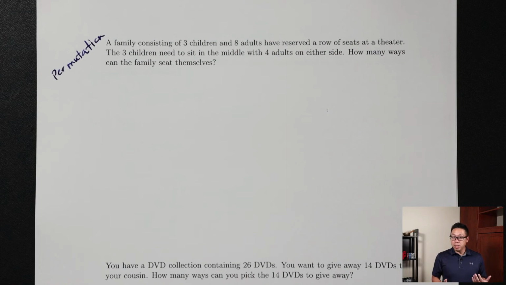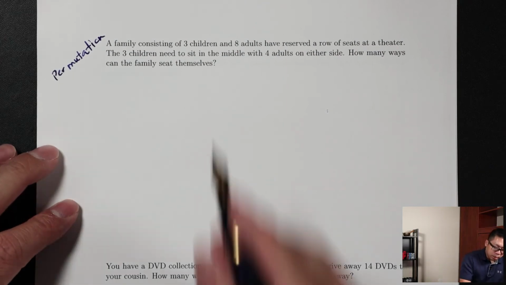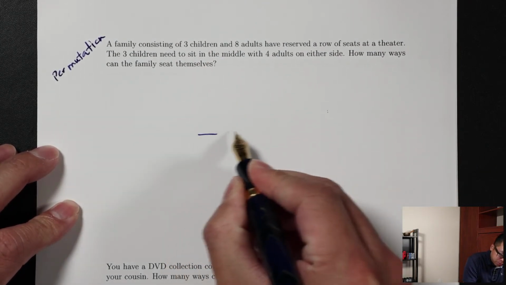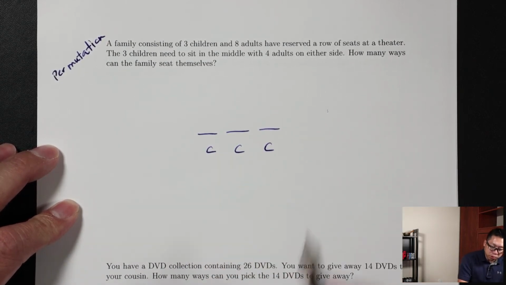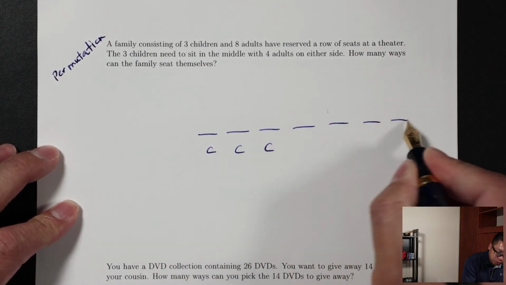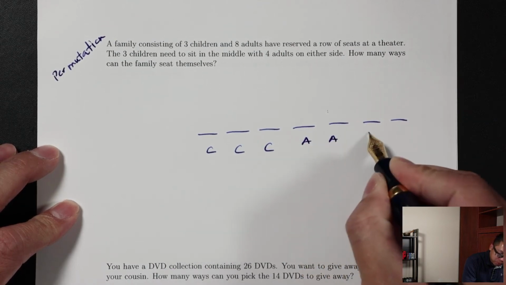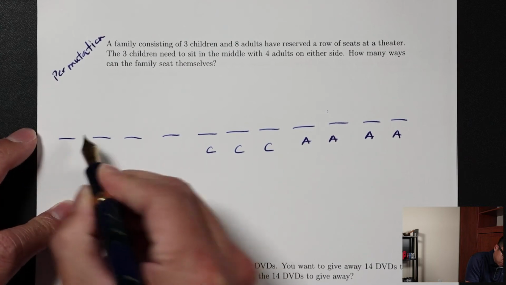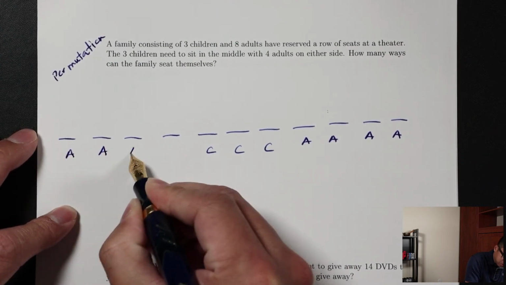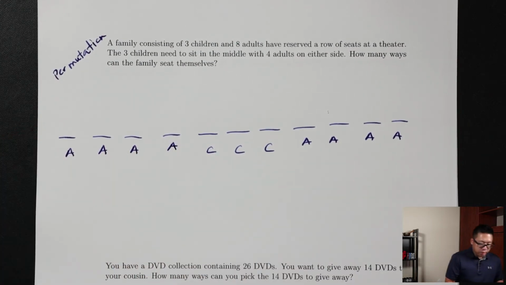Okay, how many blanks do I need? There's 3 children in the middle. So these are children, children, children, and then 4 adults on either side. 1, 2, 3, 4. And then 1, 2, 3, 4. Adult, adult, adult, adult. Okay.